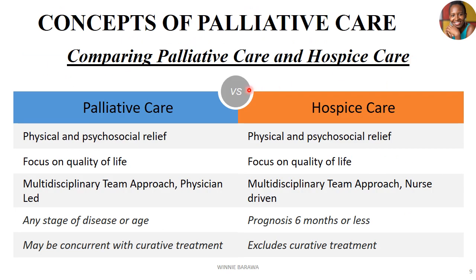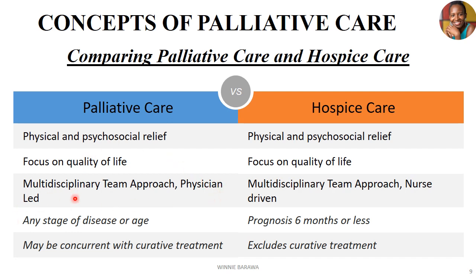So here is a clearer comparative table. Here we have palliative care versus hospice care. What are the comparisons between them? Both of them work together to ensure physical and psychosocial relief for the patient. Both of them are focusing on improving the quality of life for the patient. Both of them use a multidisciplinary team approach, or rather they work together with a team of medical practitioners. And on the different side, palliative care is physician-led.